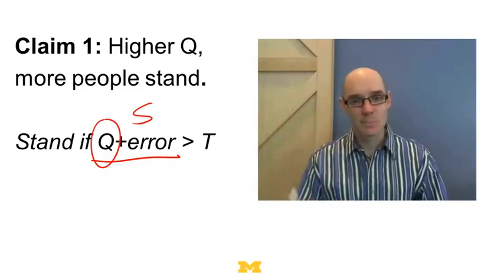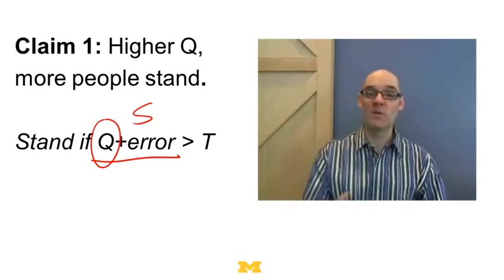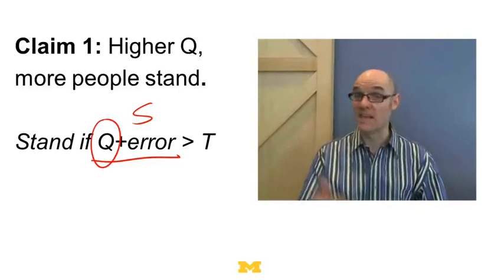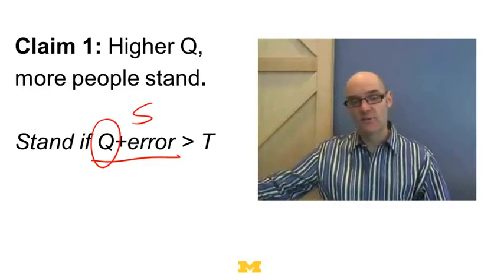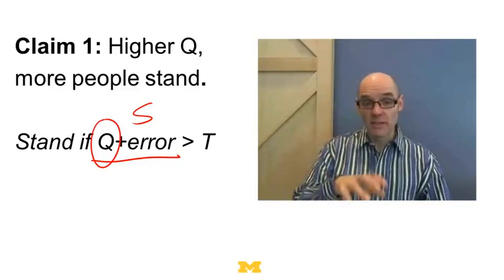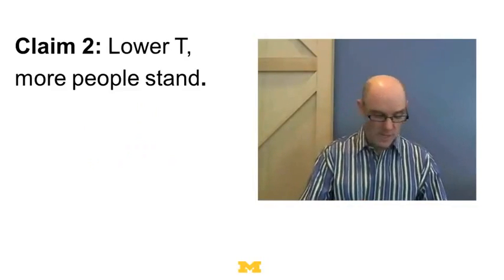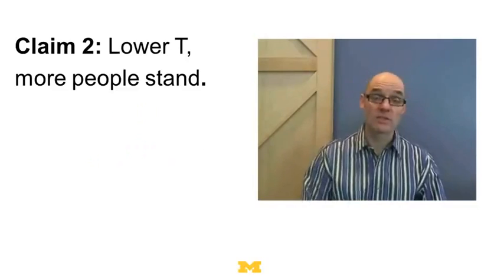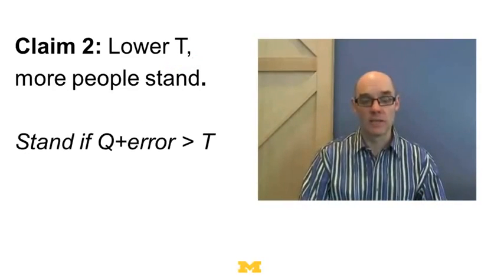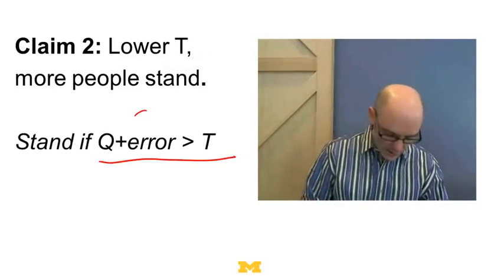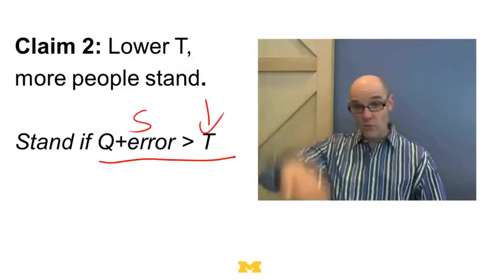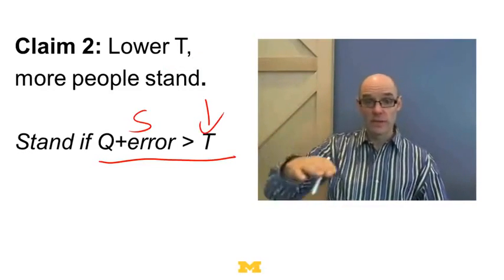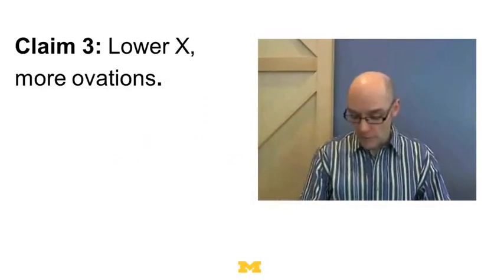Again, not surprising. One thing we want from models is we want them to give us results that make sense, basic things that make sense. And then the other stuff may be more surprising, but we want some stuff to really accord with our logic right off the bat. What's another result? Lower our threshold, make our T lower, and we're more likely to get a standing ovation. Why is that true? Again, same logic. We need our signal, the quality plus the error, to be bigger than our threshold. So if my threshold falls from 70 to 50 to 30 to 20, I'm more likely to stand up.